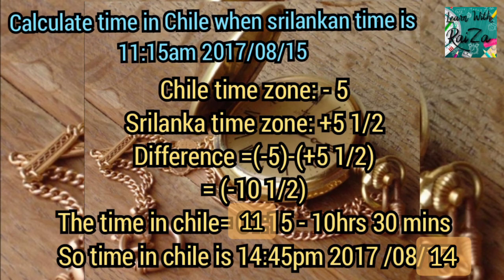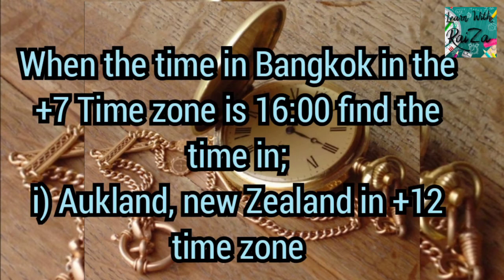To find the time in Chile, the Sri Lankan time is 11:15 a.m. So 11:15 minus 10 hours and 30 minutes will give you the time in Chile. You have to count back 10 hours and 30 minutes from 11:15 a.m., and then you get 2:45 p.m. So that is the time in Chile. But the date is 2017, August 14th.